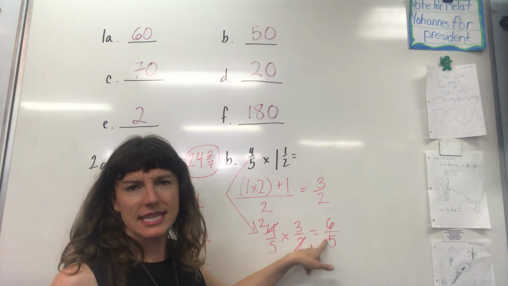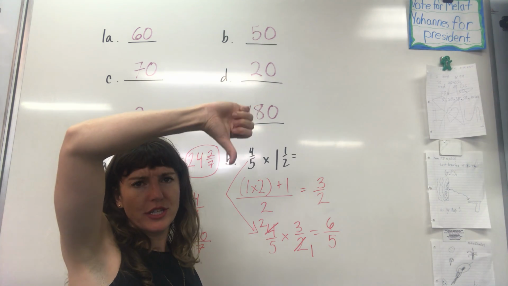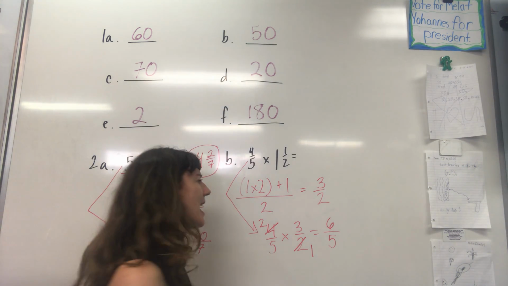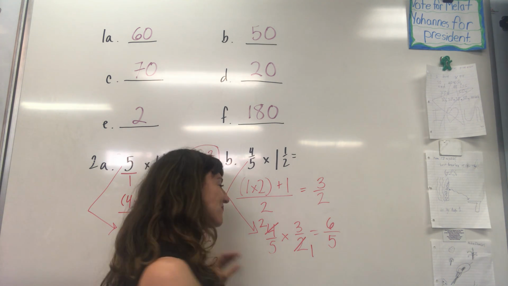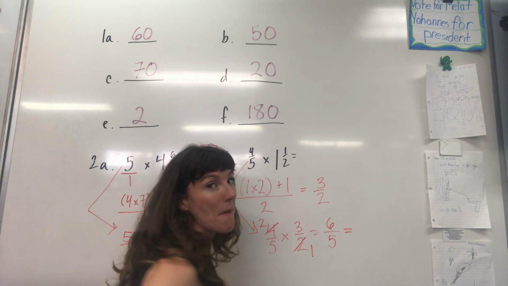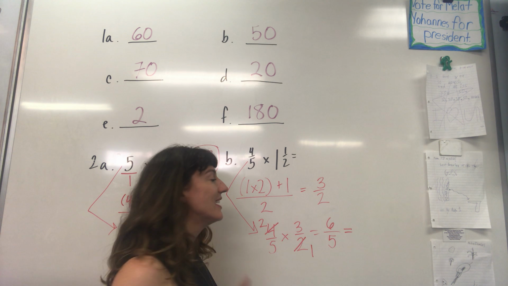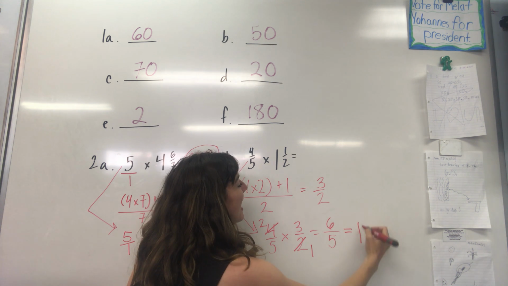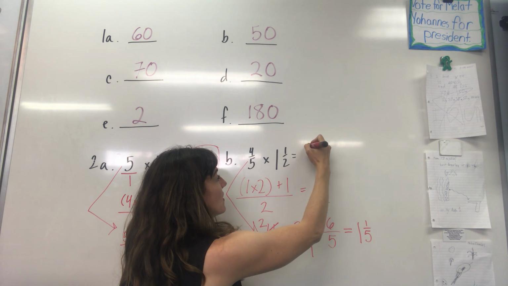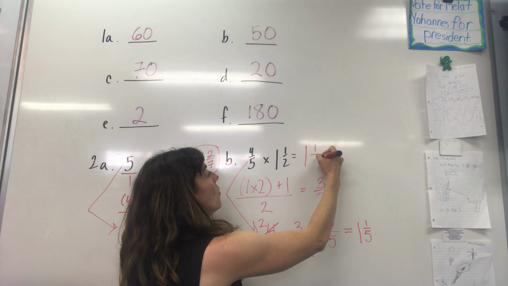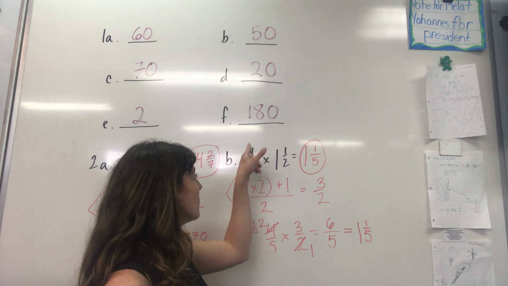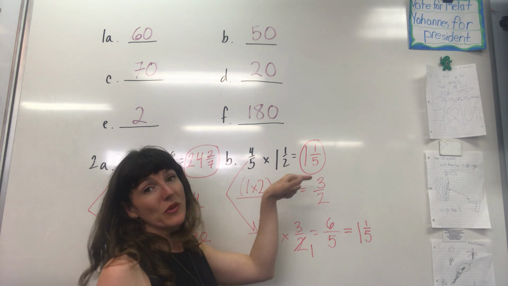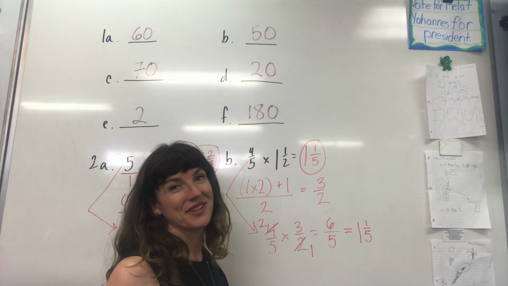This is an improper fraction. Numerator, denominator, divide down, okay? So 6 divided by 5, we pretty much have that ability to do in our head. We know that's going to be 1 and 1/5. So our final answer is 1 and 1/5. Circle it. What is 4/5 of 1 1/2? Well, that's 1 and 1/5.